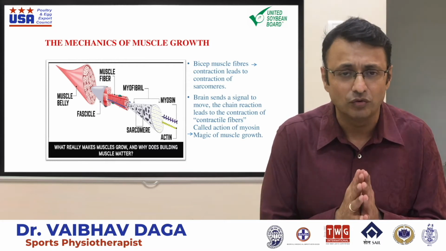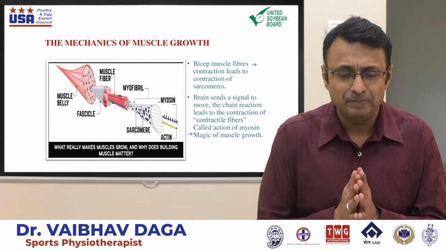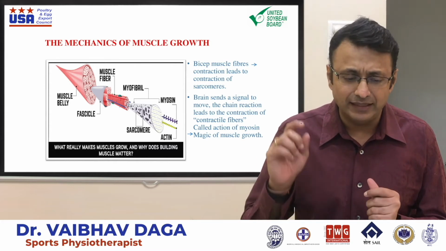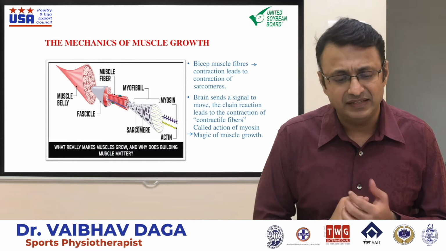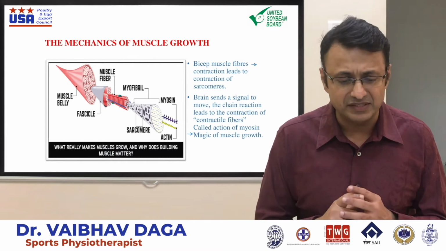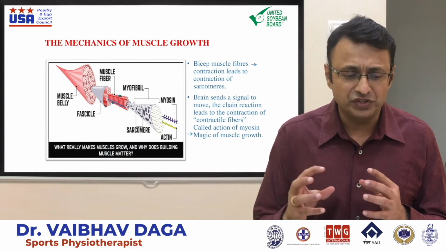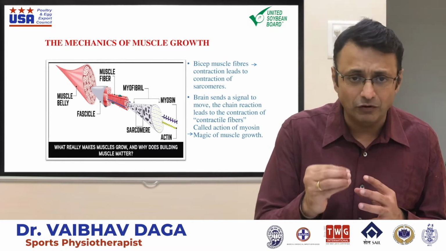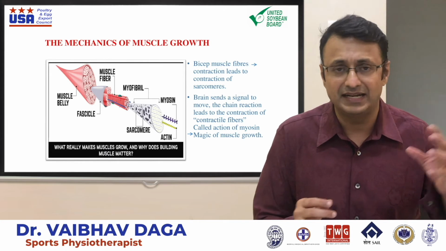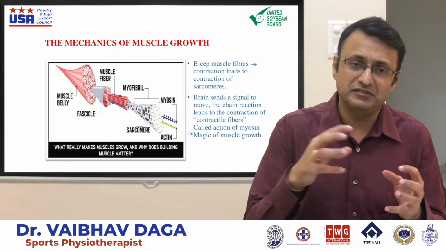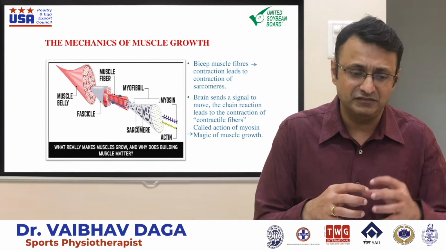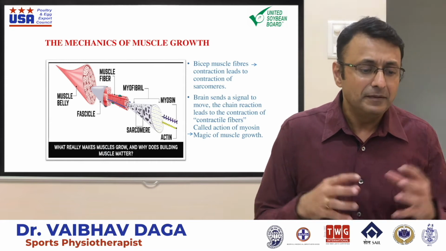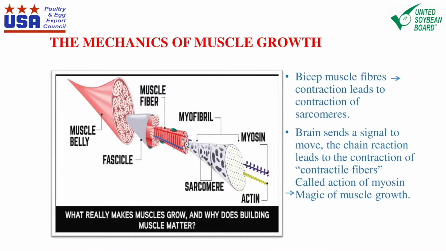How does a muscle grow? As you can see, at the sarcomere, at the cellular level, there are these actin and myosin filaments of the muscle, which form the muscle cell, which form the muscle myofibril. As I explained earlier, the myofibrils make the muscle fascicle. The muscle fascicle makes the muscle belly, as we see it.